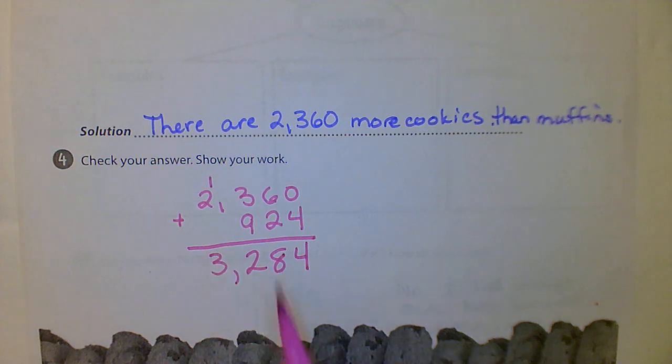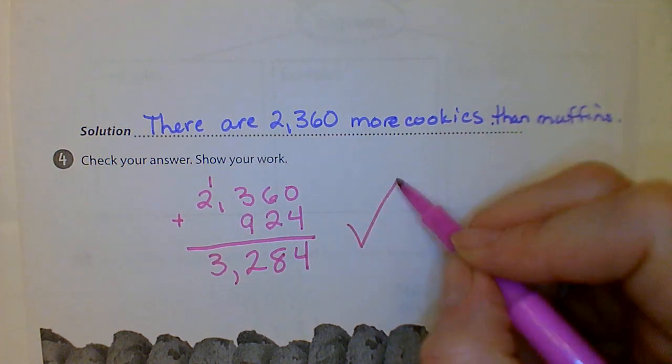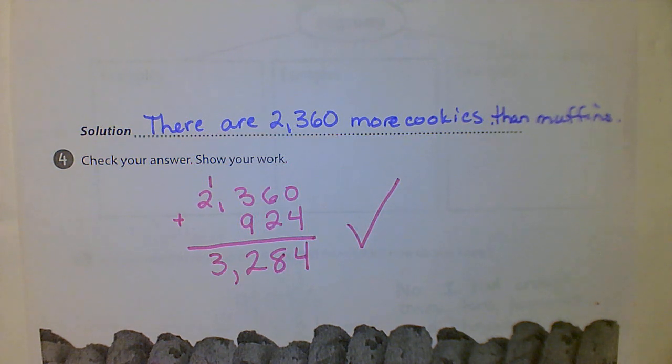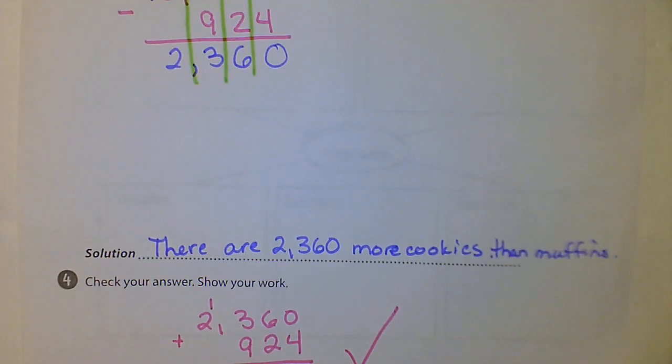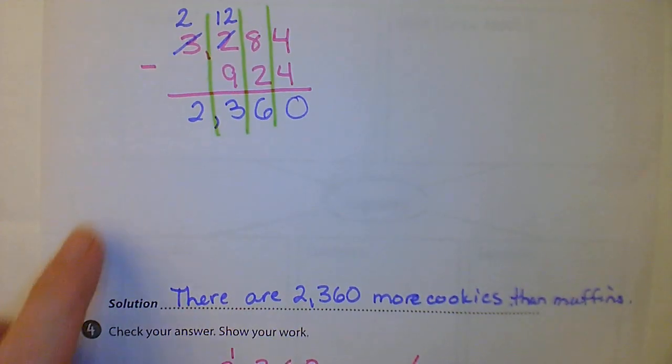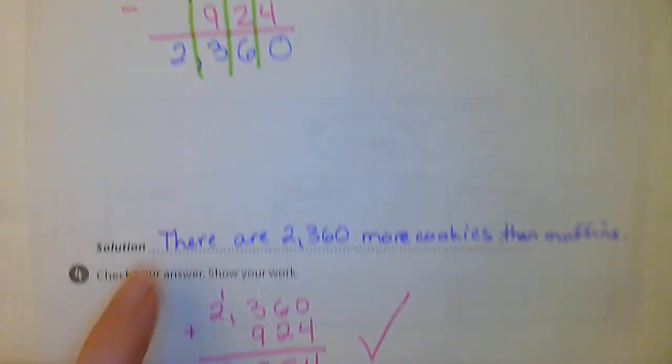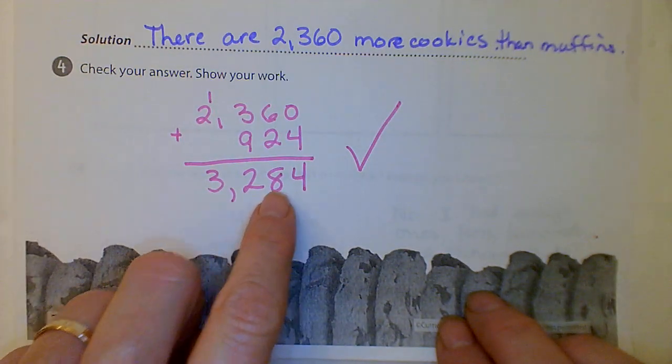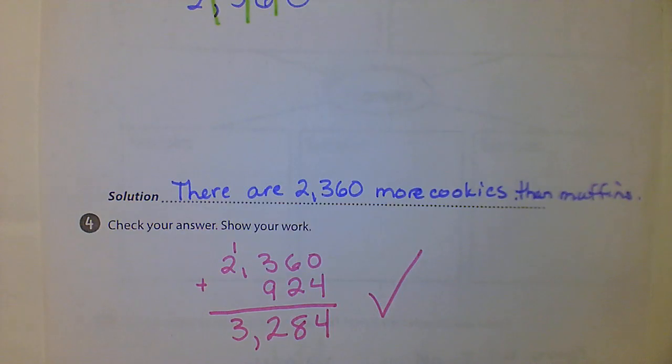And now, when I compare this answer to the top one, I can give myself a check because we did a great job. Here you can see that our original number was 3,284, and down here we got 3,284. So good job, my friends.